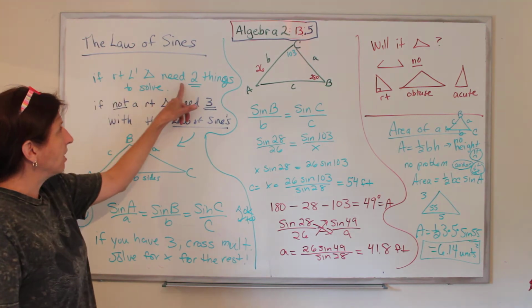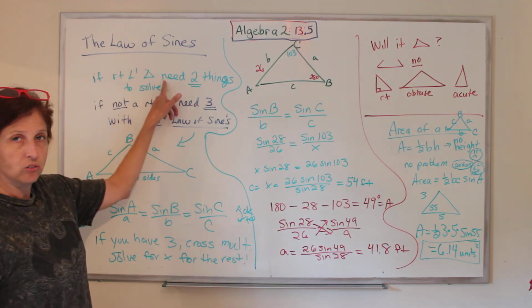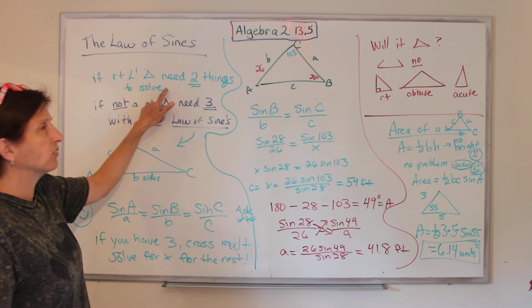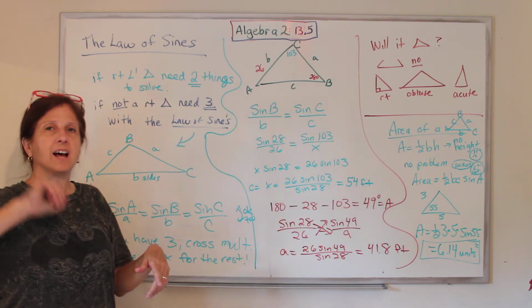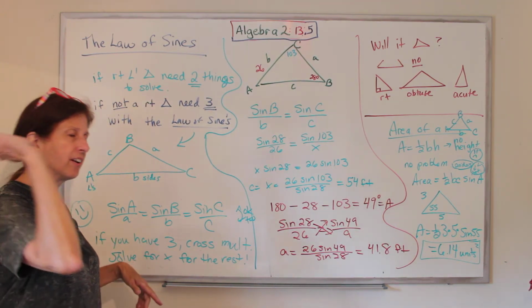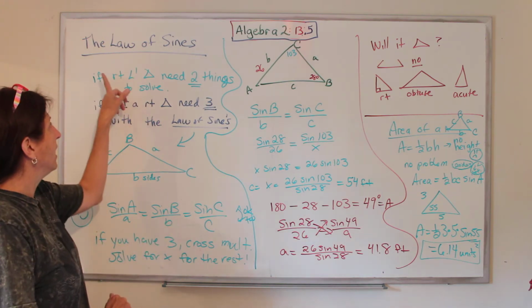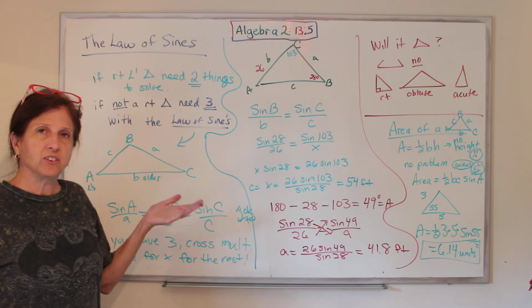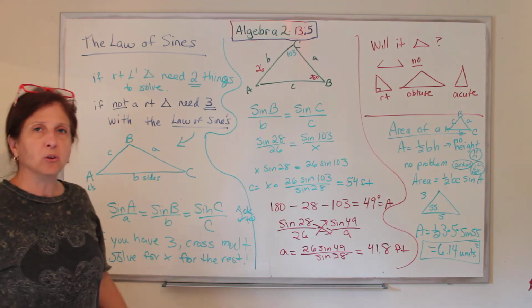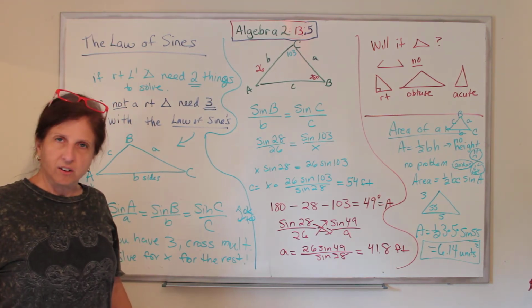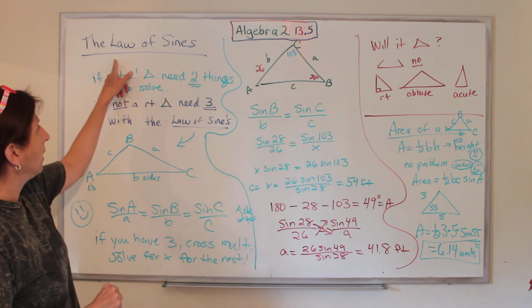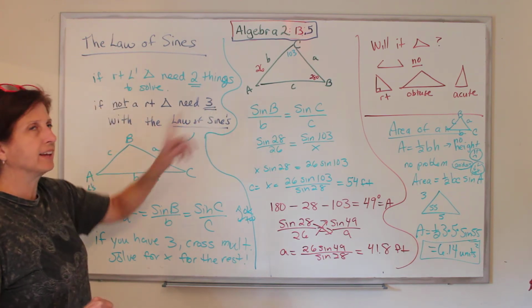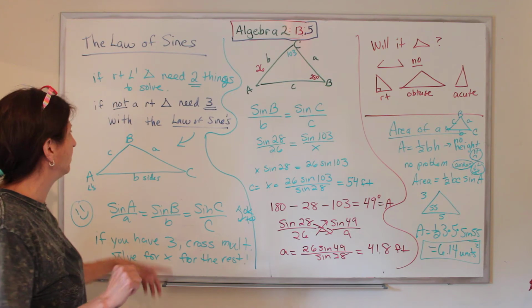When we solved right triangles, we needed two things to solve it. We just needed one side and one angle, and we could figure out every side and every angle as long as it was a right triangle. But what do we do if it's not a right triangle? We can use the law of sines, okay? The only thing is you need three things to solve it instead of two.